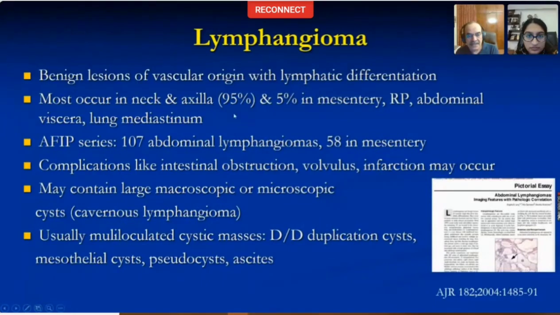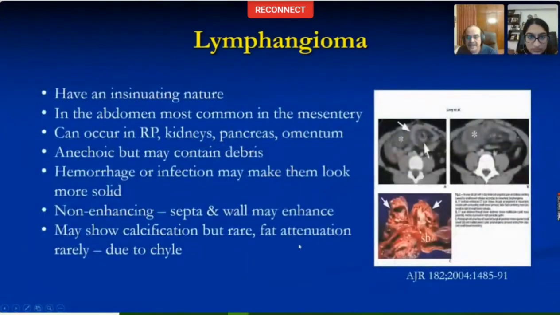Lymphangiomas are benign lesions of vascular origin. They more often occur in the neck and the axilla. 5% occur in the mesentery or retroperitoneum, right? And in a large series from AFIP, out of 107 abdominal lymphangiomas, 58 occurred in the mesentery. The differential diagnosis of multiloculated cystic masses, which are intraperitoneal, could include duplication cysts, mesothelial cysts, pseudocysts, and loculated collections. And we did find a case report in AJR where there was a lymphangioma which had produced a whirl sign because of volvulus. Okay.